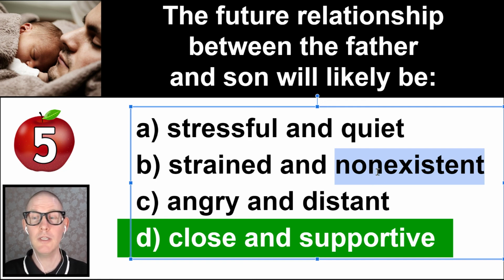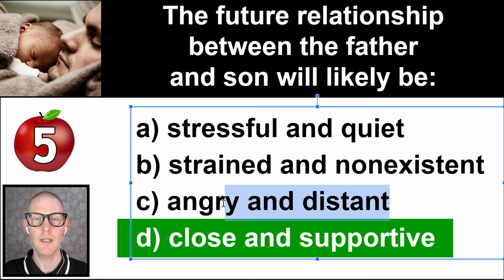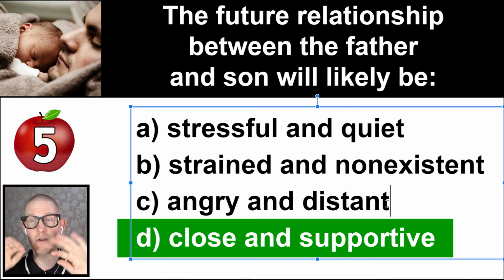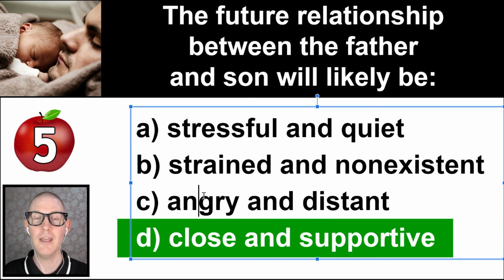There's no relationship, right? C, angry and distant. Well, angry just means mad, upset. Distant just means far. It's difficult to communicate. There's no close communication. You're far away from each other. Could be physically, but if you put it together with angry, you could be in the same room and be distant from each other because you choose not to communicate, right?